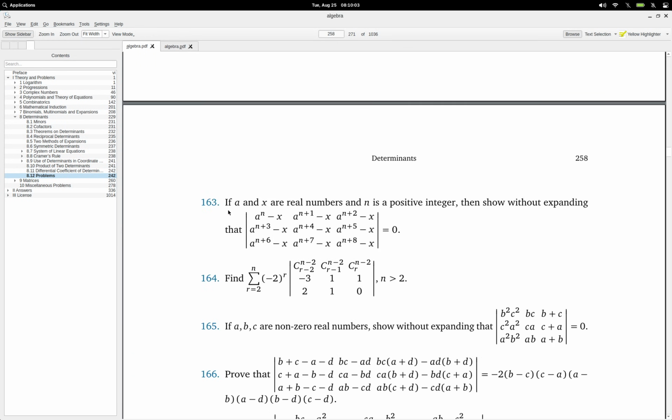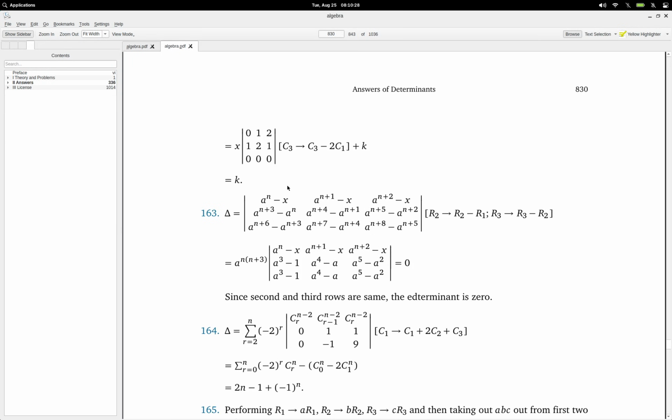Question 163 says that if a and x are real numbers and n is a positive integer, then show without expanding that the determinant a raised to the power n minus x, a raised to the power n plus 1 minus x, a raised to the power n plus 2 minus x, and so on. We go on increasing the powers of a, and minus x is there in all, will be equal to 0. So we have this.